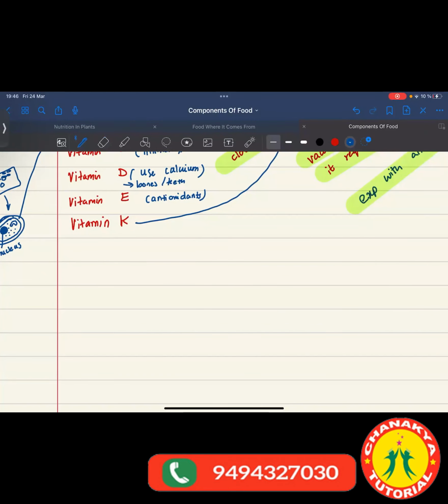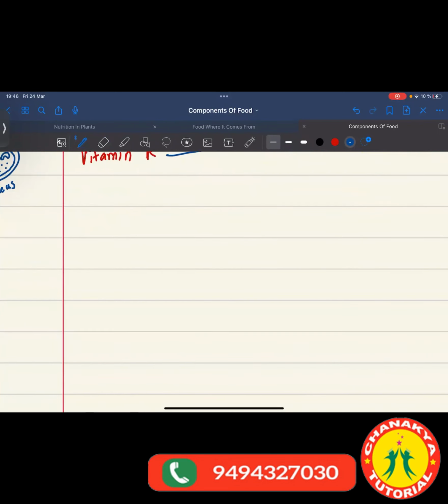The other important thing, the minerals, are also needed by the body in small amounts for proper growth. So what do minerals do? They provide you with proper growth and health. Some of the sources include, I'm just writing, tell me.